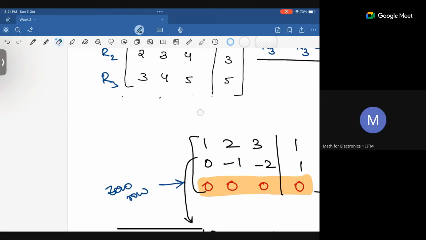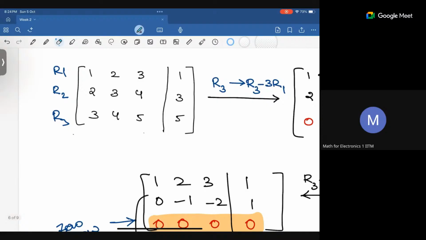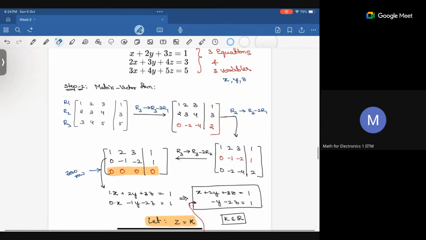So here the numbers are continuous, I mean 1, 2, 3. It has some symmetry: 1, 2, 3, 2, 3, 4, 3, 4, 5. That is why when you did R2 minus R1 and row 3 minus row 2, you got 1, 1, 1, 1, 1, 1. But if the values are different, then it will be different. You will not get that symmetry. Our ultimate target should be making the lower side of the matrix 0. That's our ultimate goal.